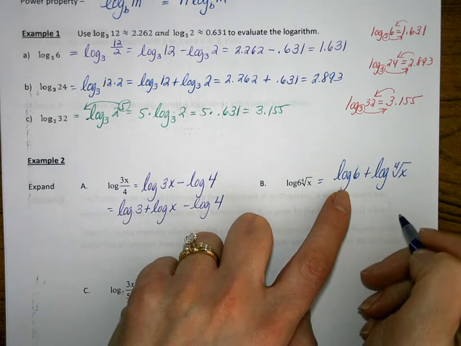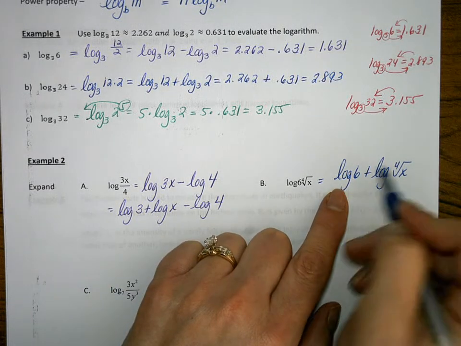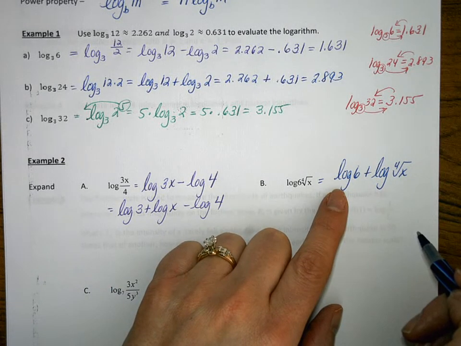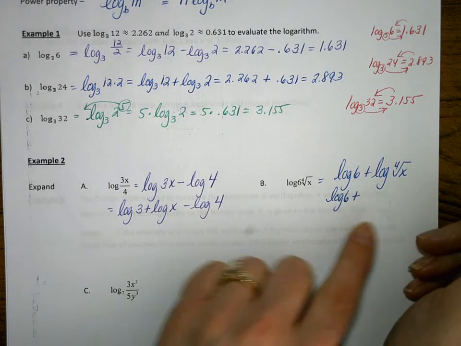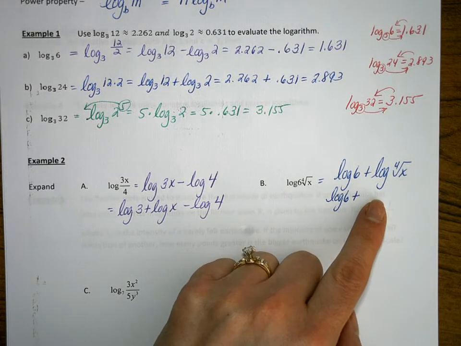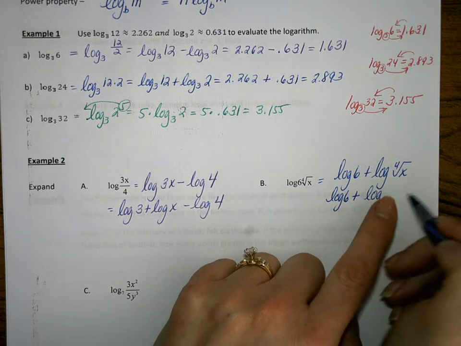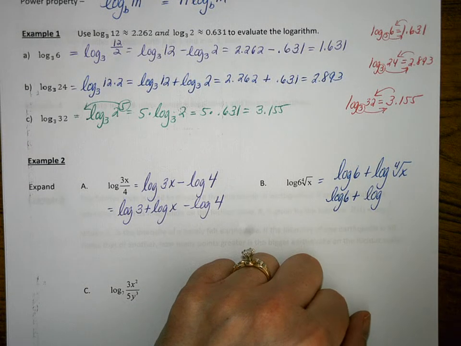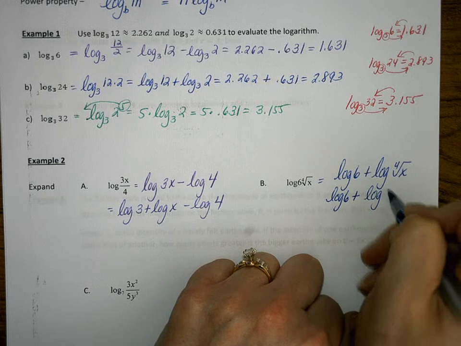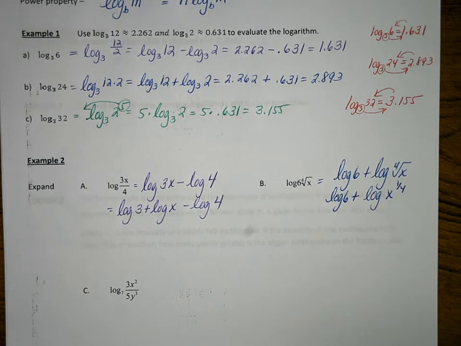Okay, log of 6. What base am I in, Kaylee? 10. 10 to what power gives me 6? Nothing. Okay, that's not good. So I just have log of 6 plus the log of the 4th root of x. Now, remind me. Okay, the log of the 4th root. The 4th root is the same as what? X to the 1/4. That's the same as the 1/4 power, which makes this really interesting.